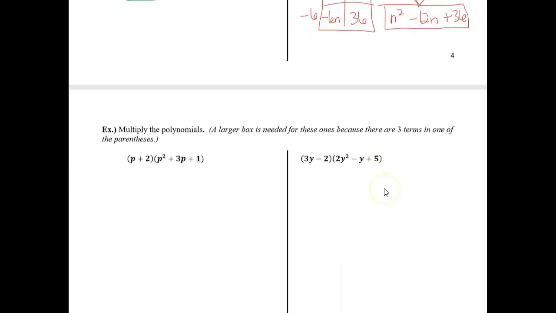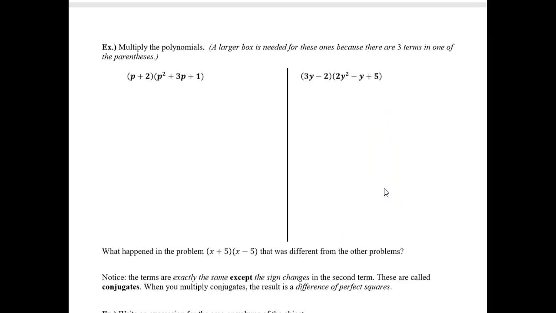All right, let's look at two more that are a little bit bigger. So here, this is two terms being multiplied by 1, 2, 3 terms. Now I'm going to need a 2 by 3 box. So make one side a little bit longer.